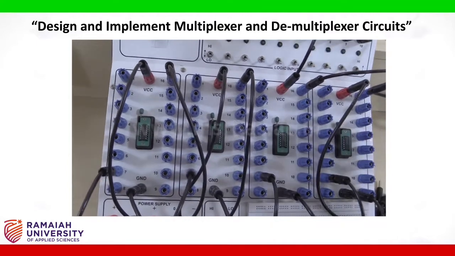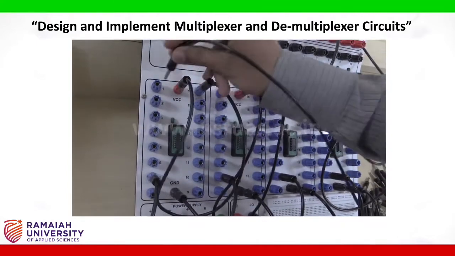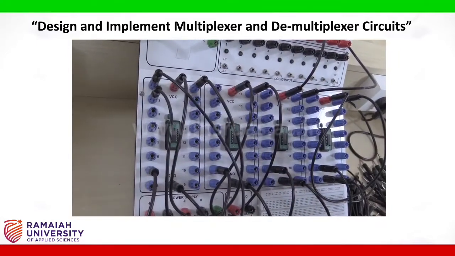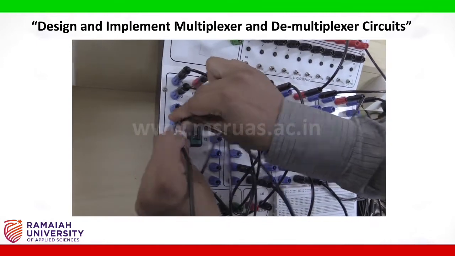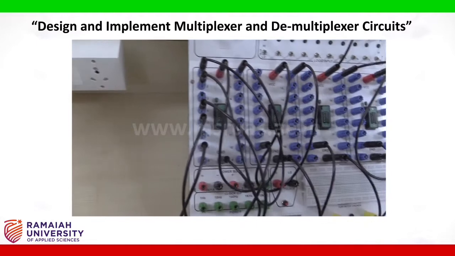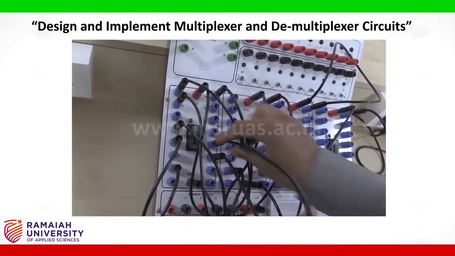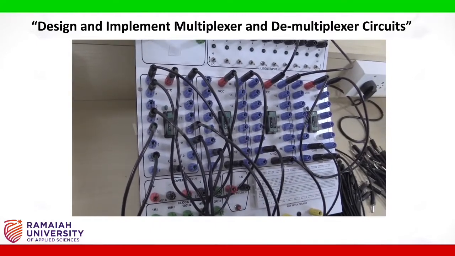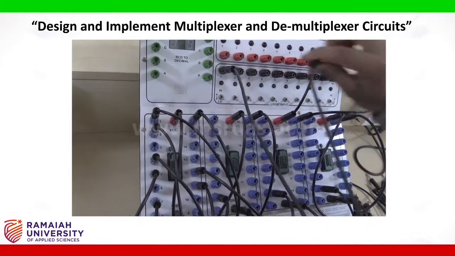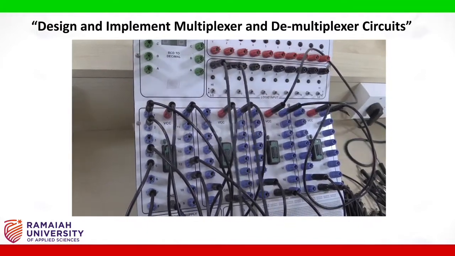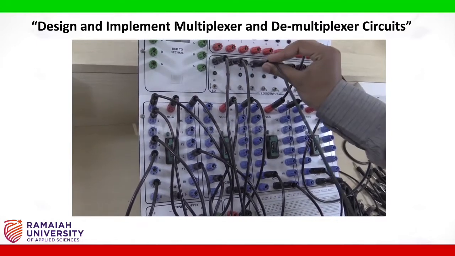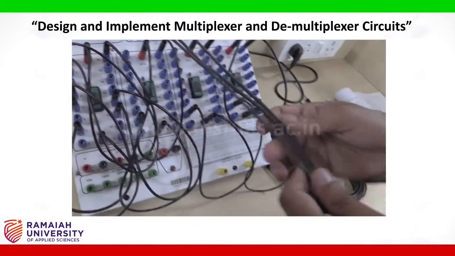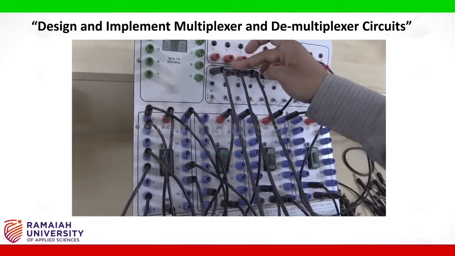According to the logic diagram, I will short pin number 1 and 2 of the 2 input NAND gate, and I will also short pin number 4 and 5, and similarly pin number 9 and 10. Here there are inputs S1 and S0. These are the select lines, along with enable. So enable is also one of the inputs. Now I am taking these 3: S1, S0 and enable.